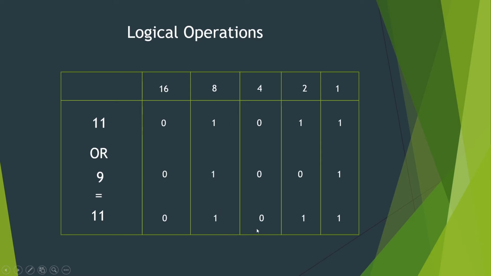Now if we count these 1 bits: 1 into 8, 8 plus 1 into 2, 10 plus 1 into 1, that is 11. So the answer is 11. The OR operation between 11 and 9 is 11.